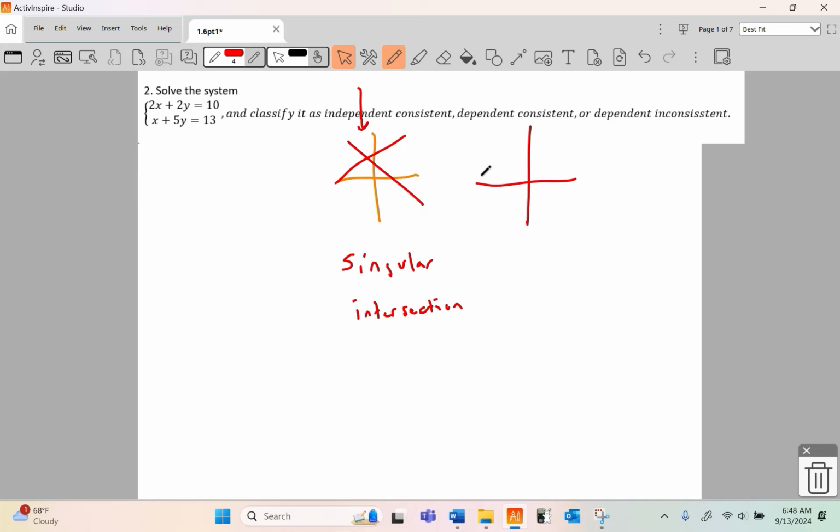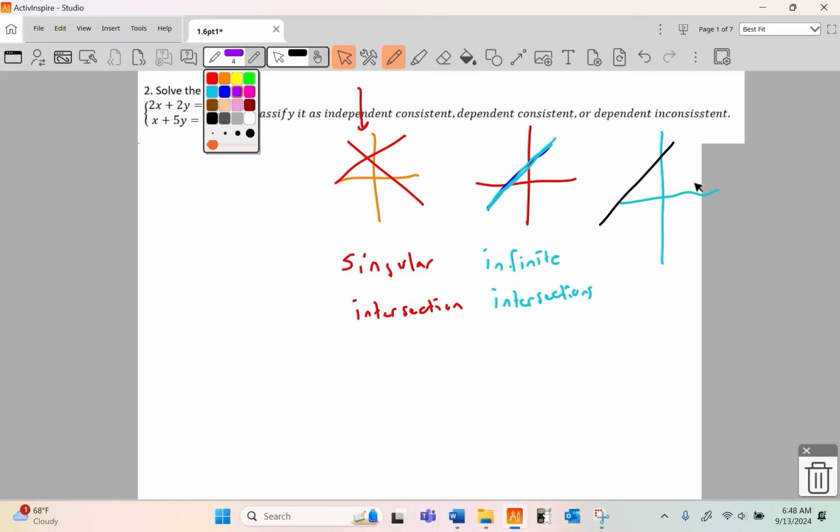Dependent consistent is where you have two lines that happen to be the same. We actually have infinite intersections. Then we have dependent inconsistent. This would be two lines with the same slope, which means no solutions. So anyways, that's prereq, know how to do this.